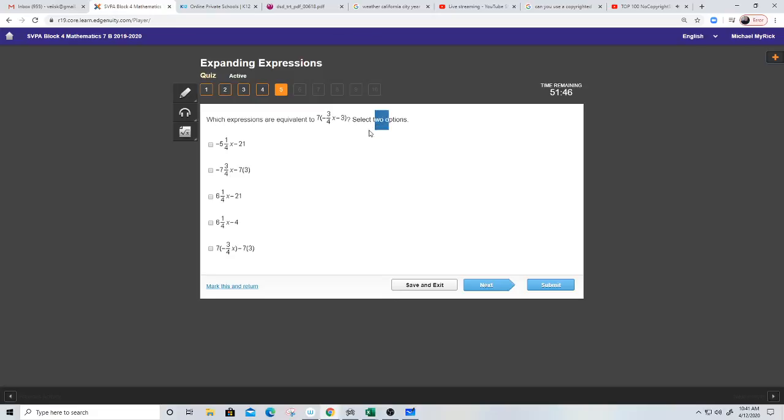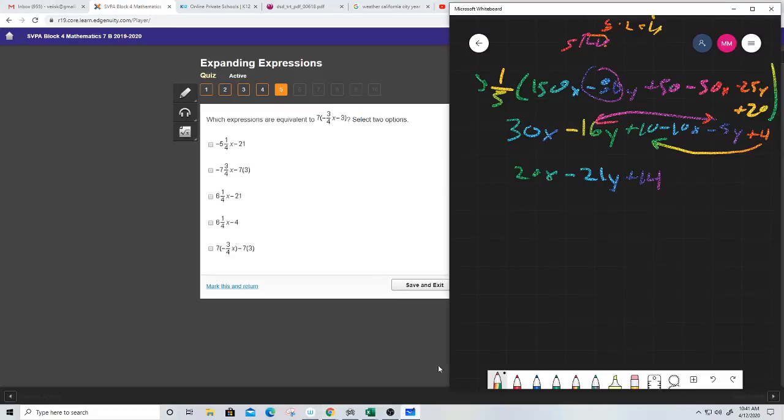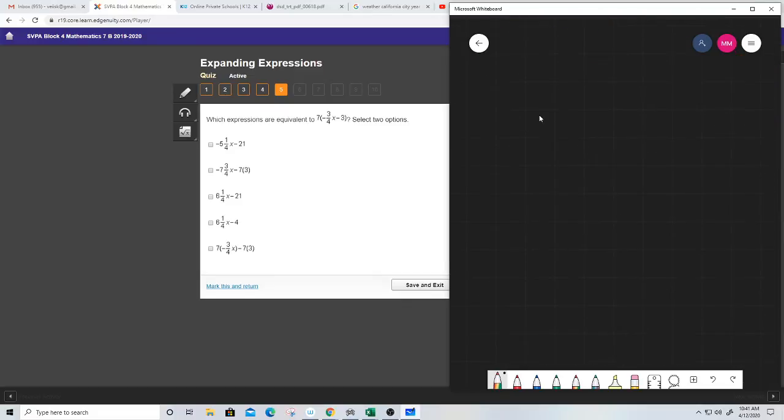Whew, at least it tells us to select 2. I gotta read these. This is where I get problems wrong for no reason. Well, I guess that reason is laziness. 7 times a negative 3/4 x minus 3. First of all, there's not really any way to simplify this. So 7 times negative 3 is negative 21 over 4x minus. What's 7 times a negative 3? Negative 21.